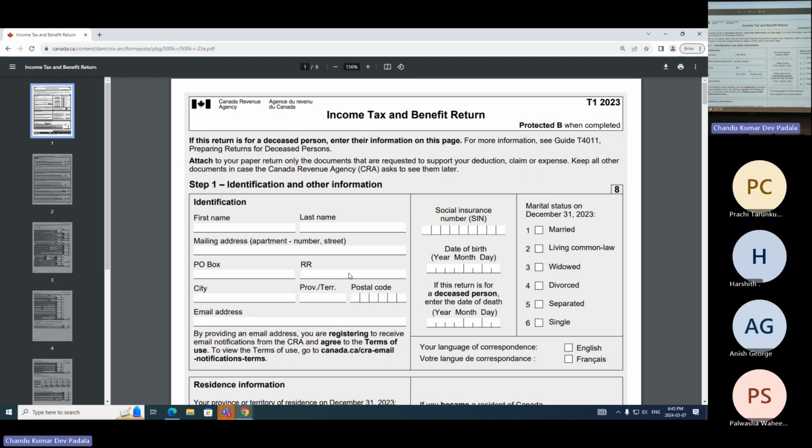Most likely you're not going to fill this out. The way you're going to do your taxes, you're going to use one of the online softwares that we mentioned in the presentation, such as TurboTax, Wealthsimple. What's the other one that's popular? Anyways, you're going to use one of the online softwares, and this is going to be populated automatically. So don't worry about it because it gets pretty complicated. But this is just for your information, what a tax return looks like in Canada.